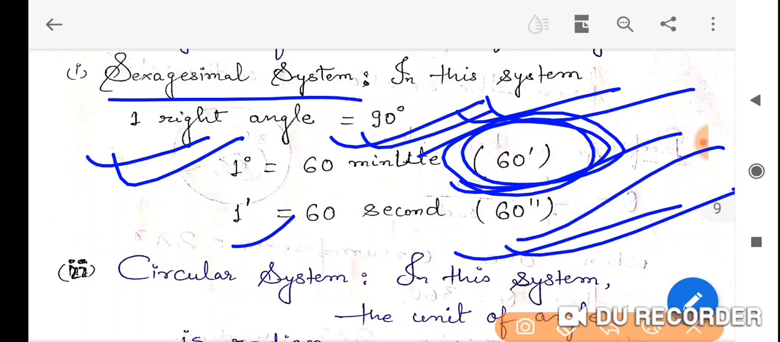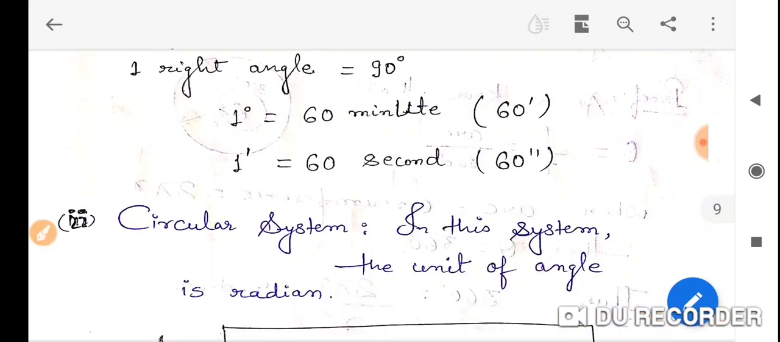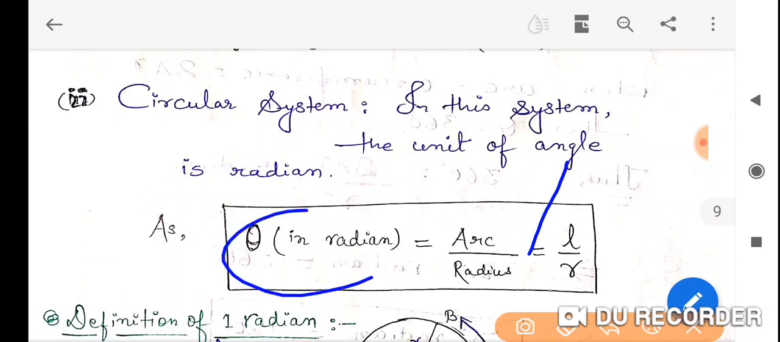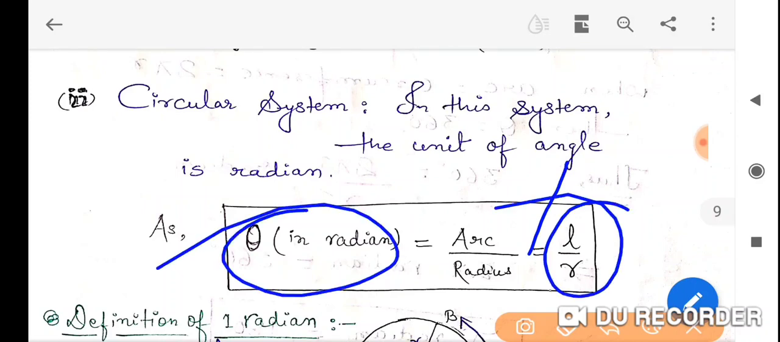In circular system of measurement of angle, the unit of angle is radian. Since we know a very important mathematical relation, theta is equal to arc upon radius, equal to L by R. Here theta is in radian. The value of theta comes out to be in radian. L and R must have same units.